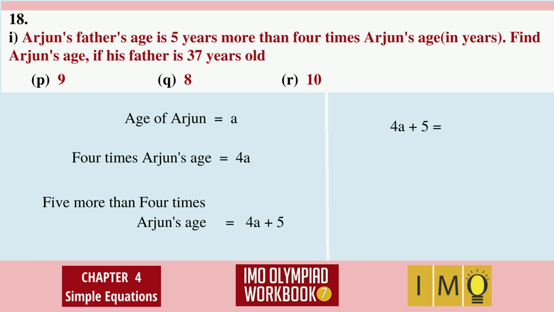Now this is equal to his father's age, which is 37 years old. So 4A plus 5 is equal to 37. 4A is equal to 37 minus 5, which is 32. So A is equal to 32 by 4, which is 8. So the right option for the first part is Q.